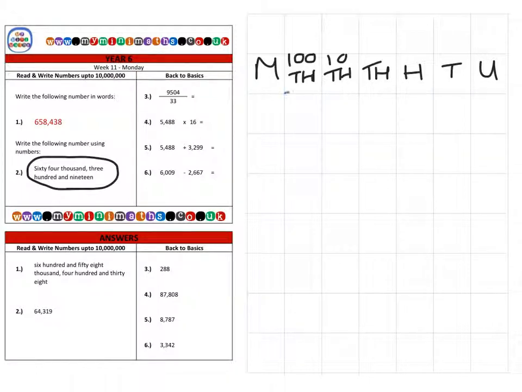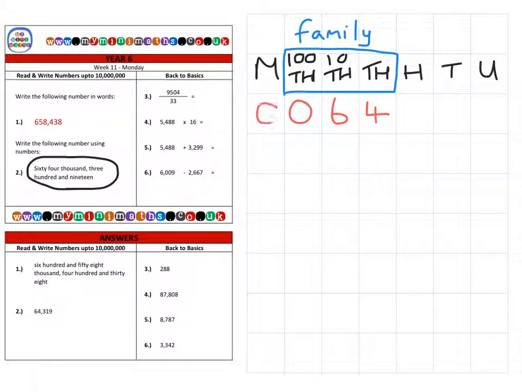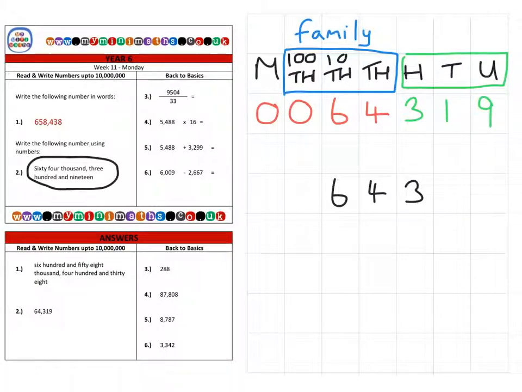And again, the first part to focus on is that family of thousands. So how many thousands do I have in my question? Well, I have 64,000. So I can place my 64,000 there because there's no 100,000s and there's no millions. So there's my 64,000. And then I can look at the remainder of the number, which says 319. So I can place that in here, and you have a final answer of 64,319.